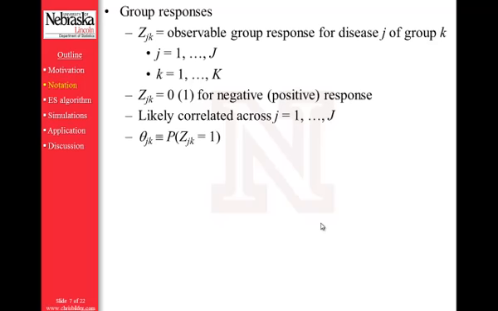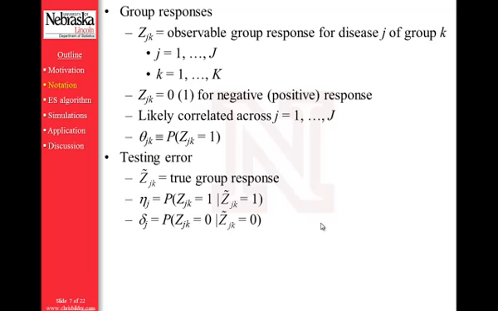We'll let theta sub jk be the probability of a positive test response. Now these z's are the test responses themselves. They are subject to testing error. So then we need to define what the true group responses would be, and we'll simply call them z tildes. We'll let eta sub j be the corresponding sensitivity, and delta sub j be the corresponding specificity of the test.